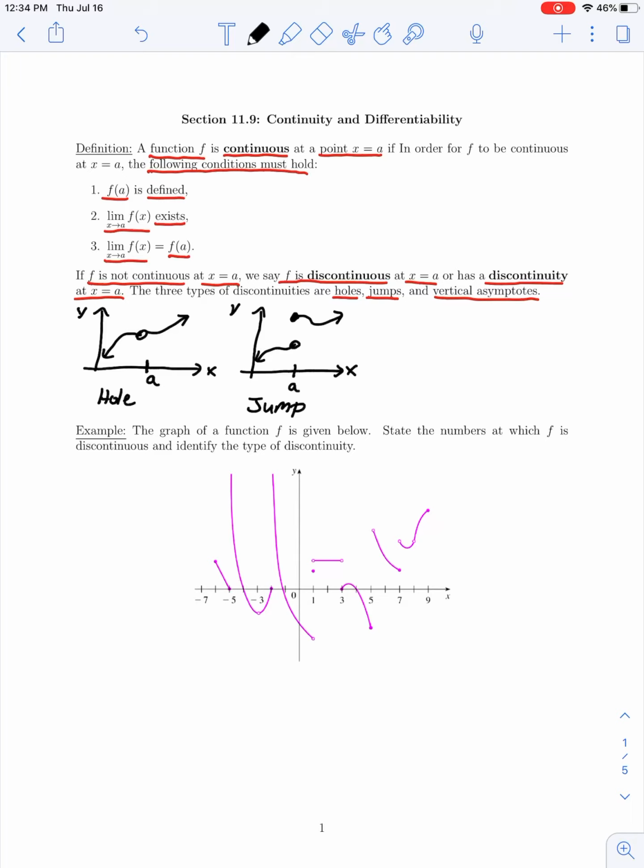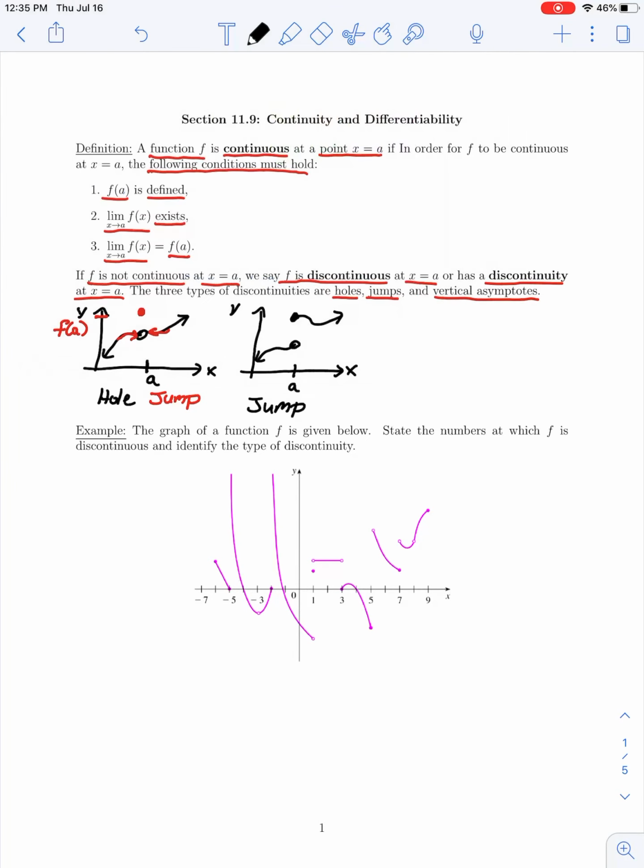Now, another example of a jump would be similar to a hole. Let's say that our function is defined at x equals a. So this y value I'm sketching would be f of a. However, it's not equal to the value of the left or right hand limit of our function. In this case, we would say that we have a jump discontinuity, not a hole. So we only have a hole if our function is undefined at a given x value.